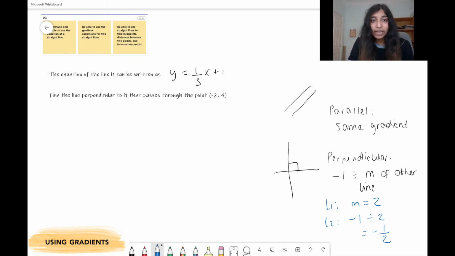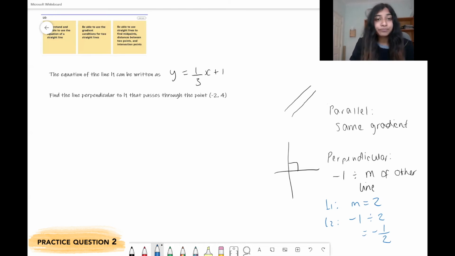So let's try and use these definitions in a question. We have the equation of the line L1 written as y equals a third x plus 4. And we want to find the line perpendicular to L1 that passes through the point -2, 4. So using what we did previously and using these definitions, feel free to try this question out for yourself. You can pause the video. So now let's try the question.